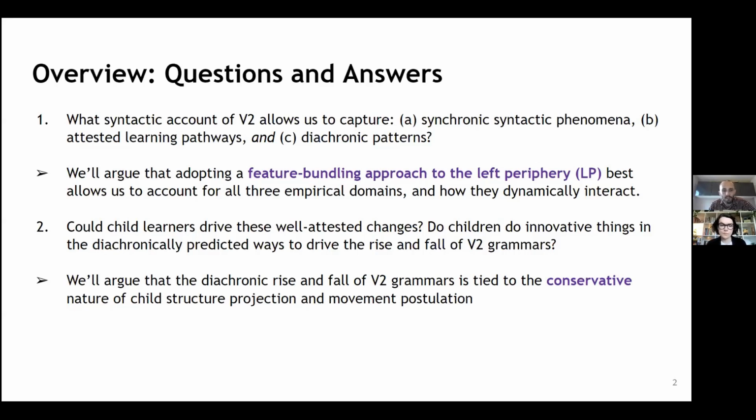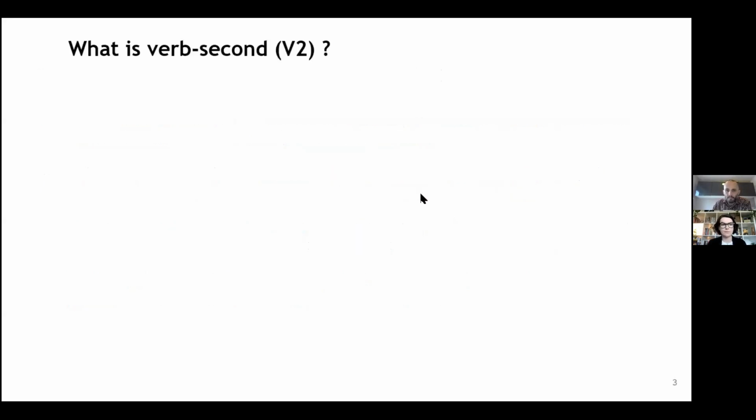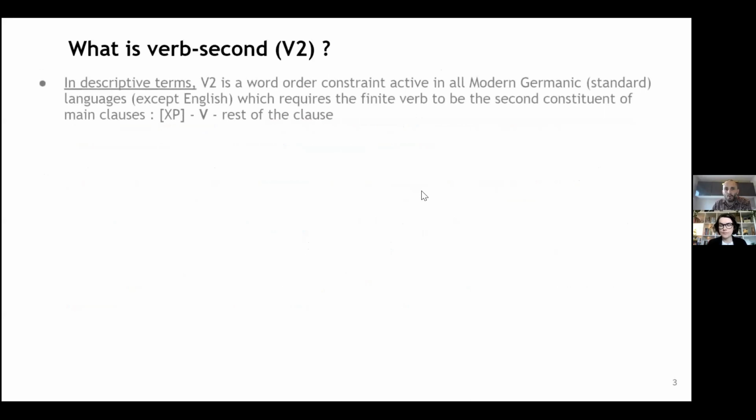And of course, we'll argue that this is the case, but not so much through the children being innovative as through some conservatism on their part with respect to structure, projection, and movement postulation. So verb-second, you all know this so well that I won't burden you with many examples. This talk, by the way, and I apologize in advance, will not be very data heavy. We will focus on the theory itself.